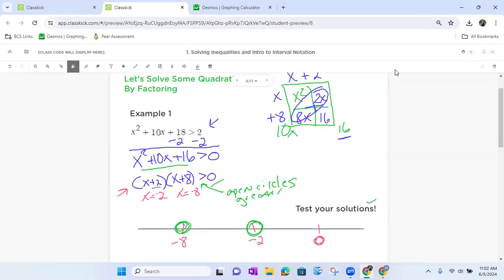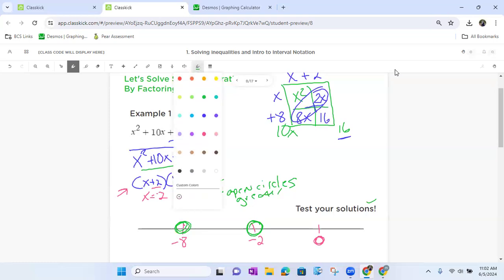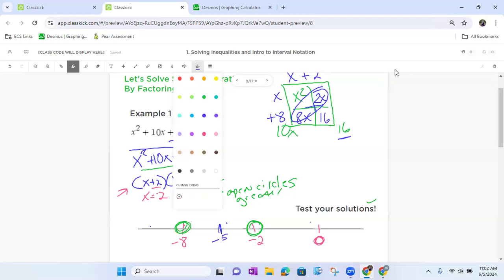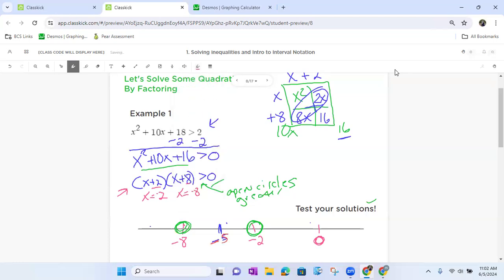So how we're going to do that is we're going to pick some numbers. And we're going to pick a couple that are on the outside, in between, and on the outside again. I like to start by using a number in between. That usually gives me a good indication where the answers are going to be. So let's pick the number -5, and let's plug this number into the equation. So I'm going to write -5 plus 2 times -5 plus 8. And is that greater than 0?